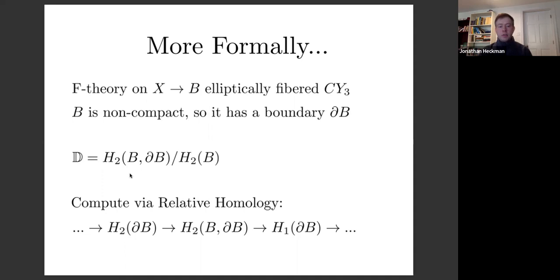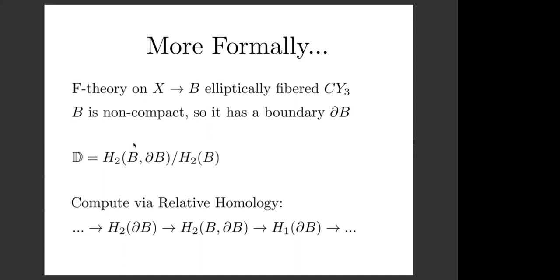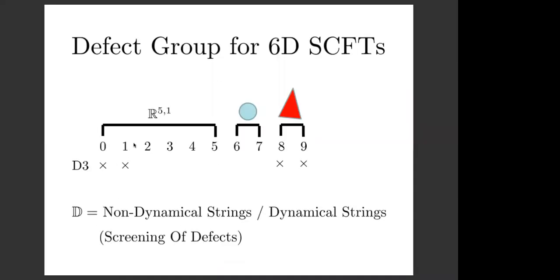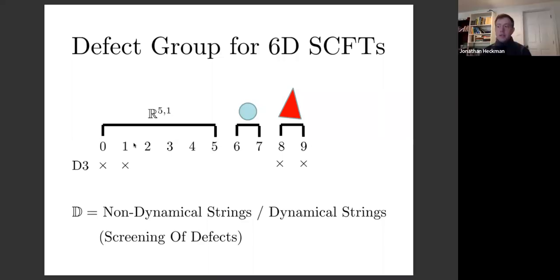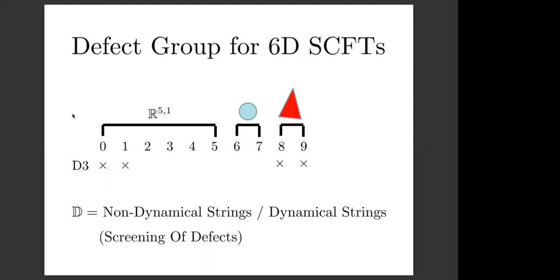The defect. Can I interrupt with a question, Jonathan? Yes, please. Just to be clear, the non-dynamical objects might not be mutually local. Is that correct? Correct. In 6 dimensions it's even more subtle, because there can be a non-trivial braiding, and that's actually what's being captured by this defect group, if you like. Okay, thanks.